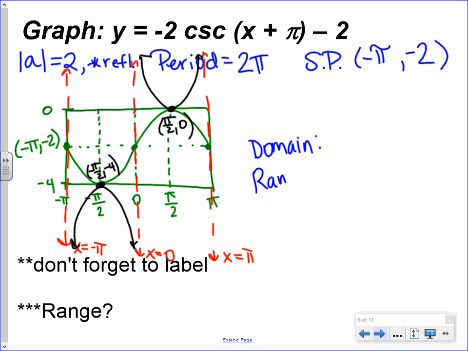I want you to have a 30-second conversation about the domain and range of this function at your table. Go.